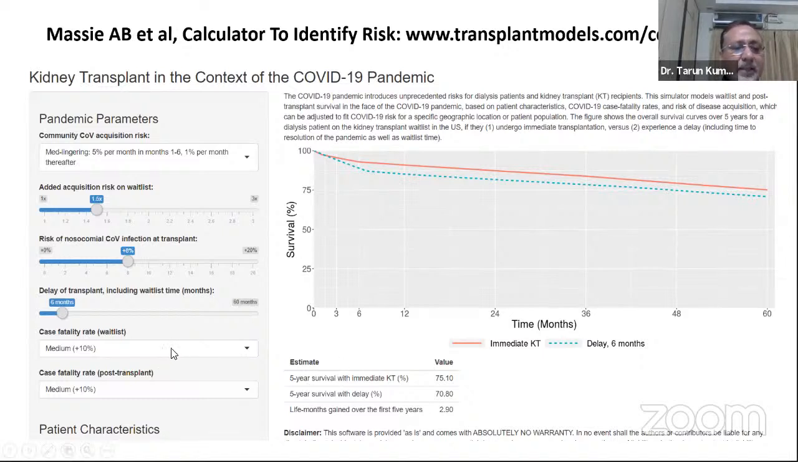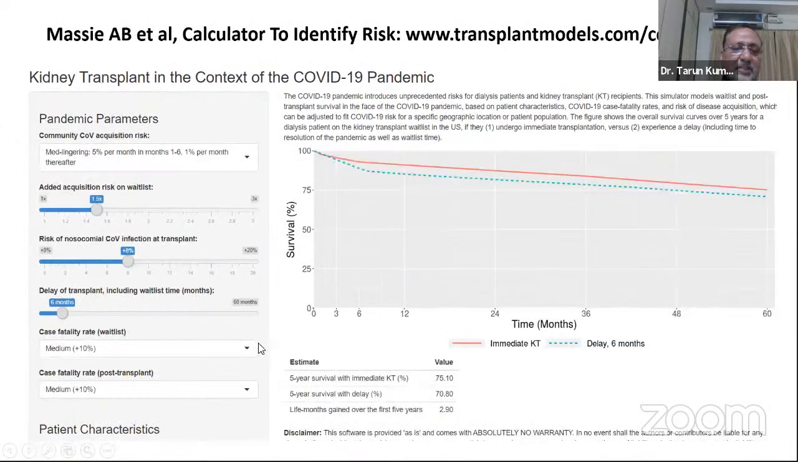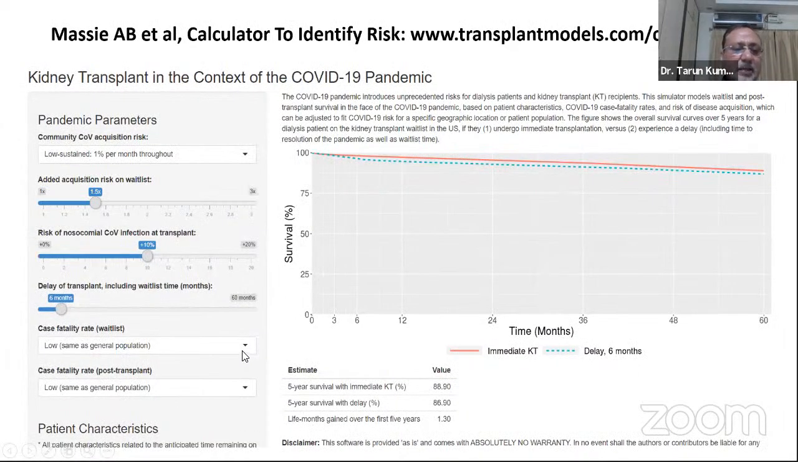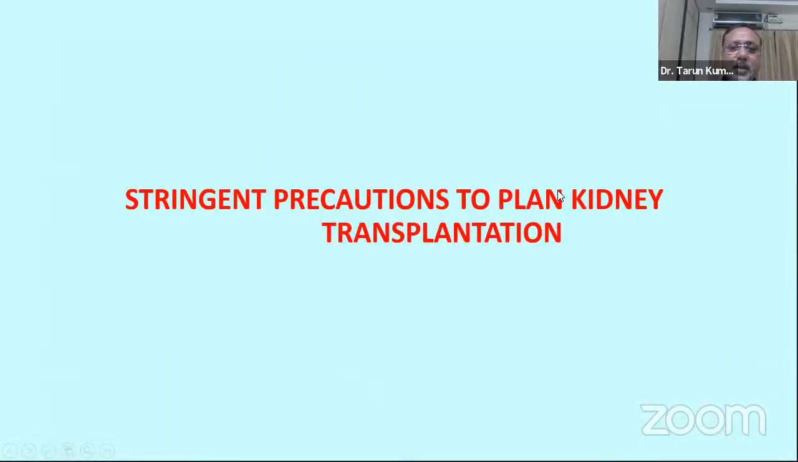Even if we make the case fatality rate more or less. In both cases, the case fatality rate was increased. Generally, case fatality in dialysis or transplantation with COVID will be more. So even if we increase the case fatality from the previous slide, which was as low as the general population, to 10%, or even 20%, the graph will split further. According to this model, going for transplantation has an added survival advantage over staying on dialysis. So when we plan for kidney transplantation, we need to take stringent precautions so that we do not get COVID infection in the immediate post-transplantation period, that is the first 1 month.